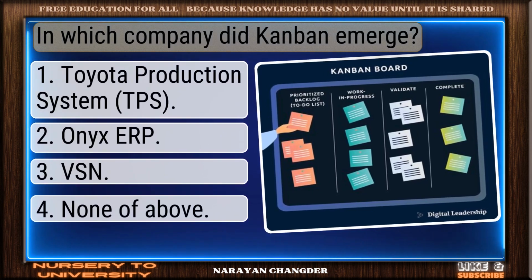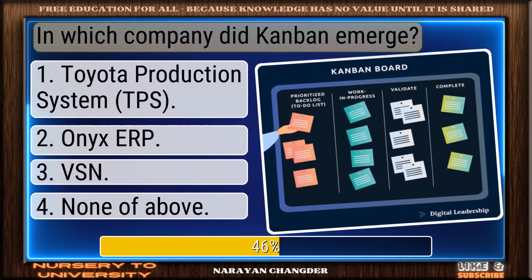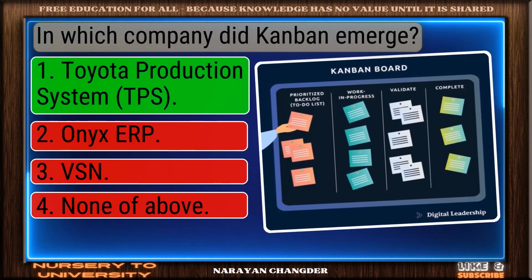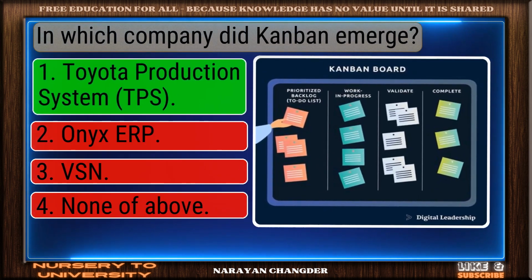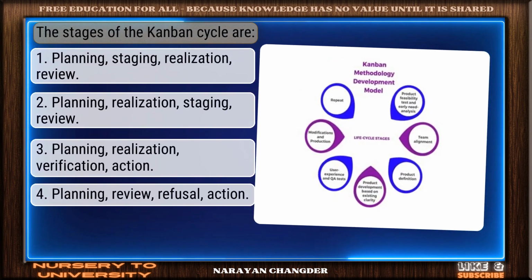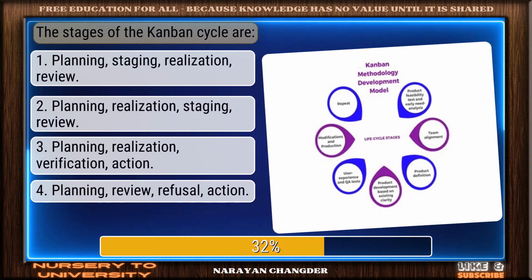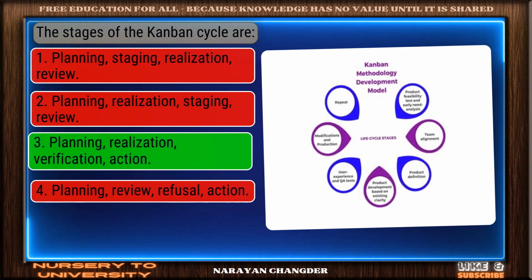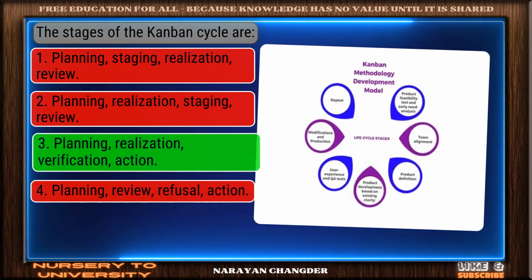Question number 23. In which company did Kanban emerge? Nicely done. Toyota Production System is a solid answer. Question number 24. The stages of the Kanban cycle are? Bravo. Planning, realization, verification, action is the answer.